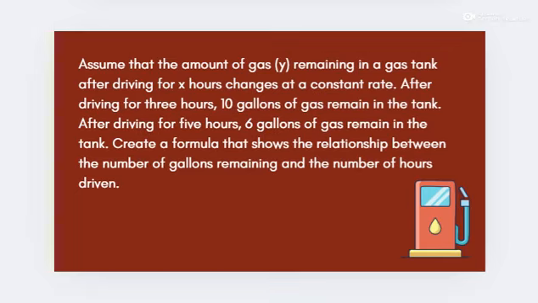Okay, your turn. Assume that the amount of gas, Y, remaining in a gas tank after driving for X hours changes at a constant rate. After driving for 3 hours, 10 gallons of gas remain in the tank. After driving for 5 hours, 6 gallons of gas remain in the tank. Create a formula that shows the relationship between the number of gallons remaining and the number of hours driven. Pause the video, go do that, come back.